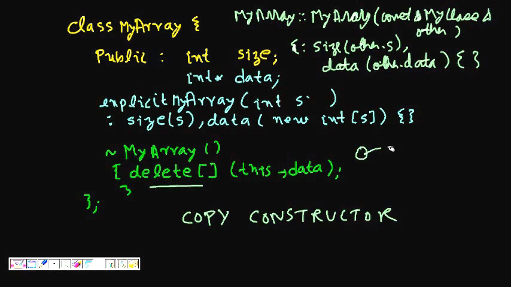Size will be copied, but data, let's say if the first object was pointing to 20 elements, and I make a copy, then the second object's pointer will also point to the same memory location. So this is the case for the default copy constructor.